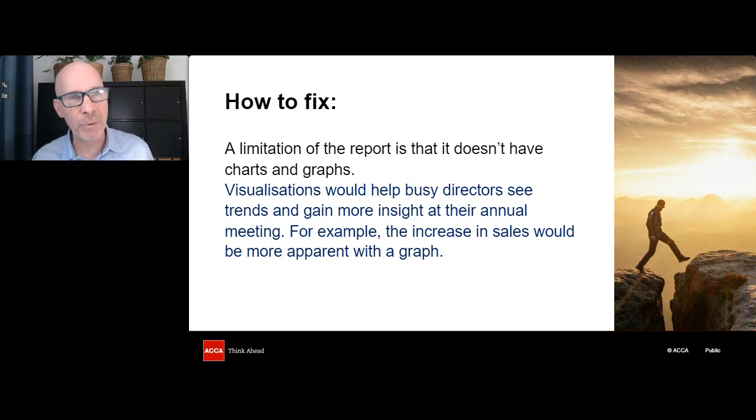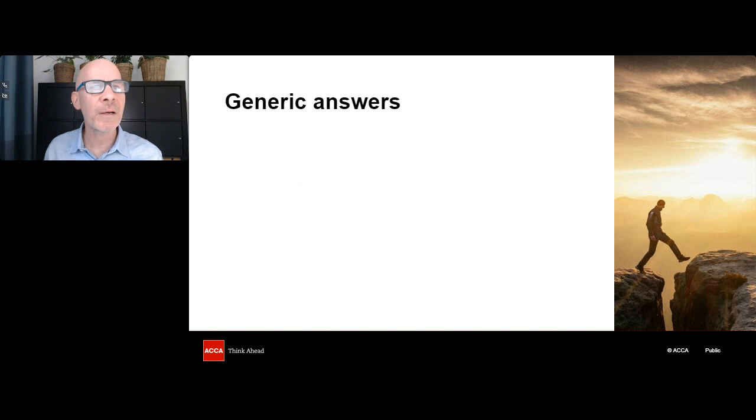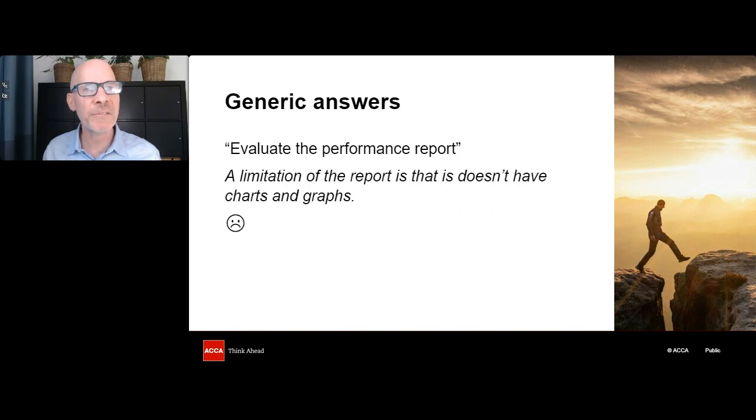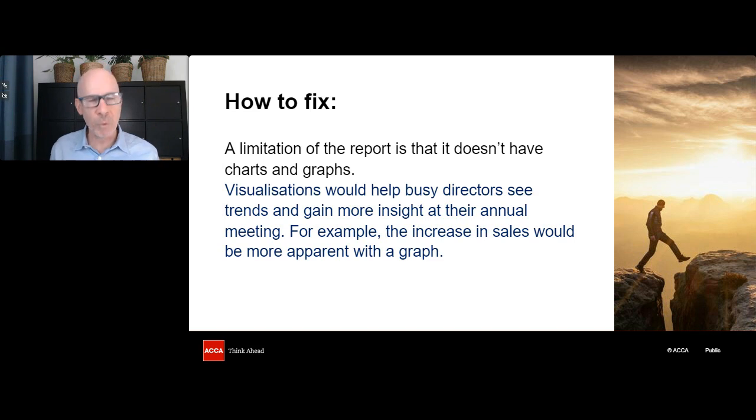Now look at this. For example, the increase in sales. In the paper report, you can see that sales are increasing. That would be more apparent with the graph. That right there is earning credit, guys. I've now justified my answer. Everybody give me a plus if you see that that is now justified. Do you guys see that that is justified? Unjustified, justified, right? Adding a little bit more.